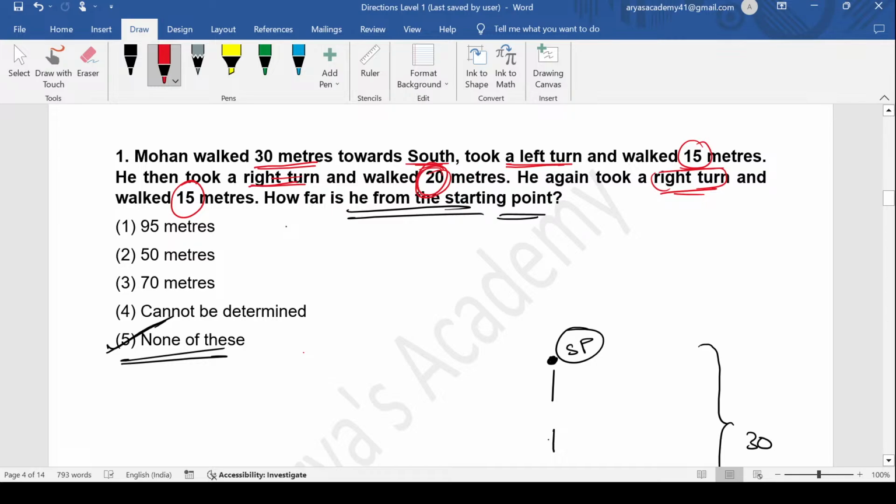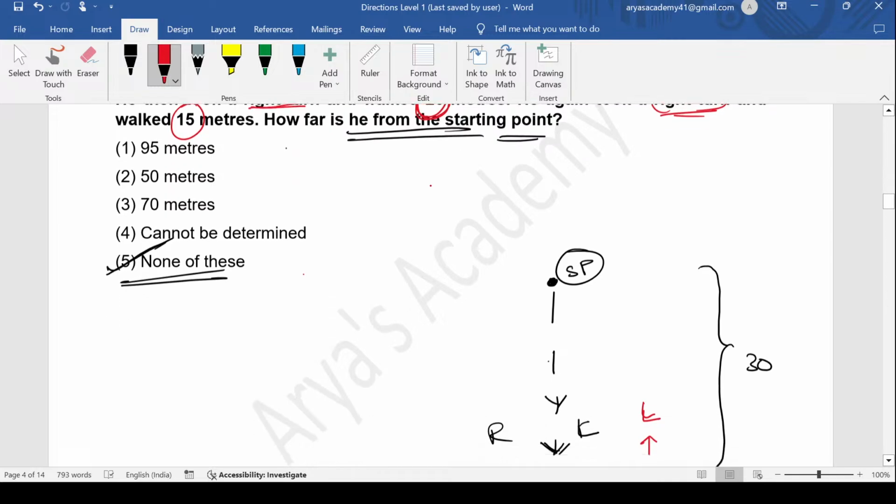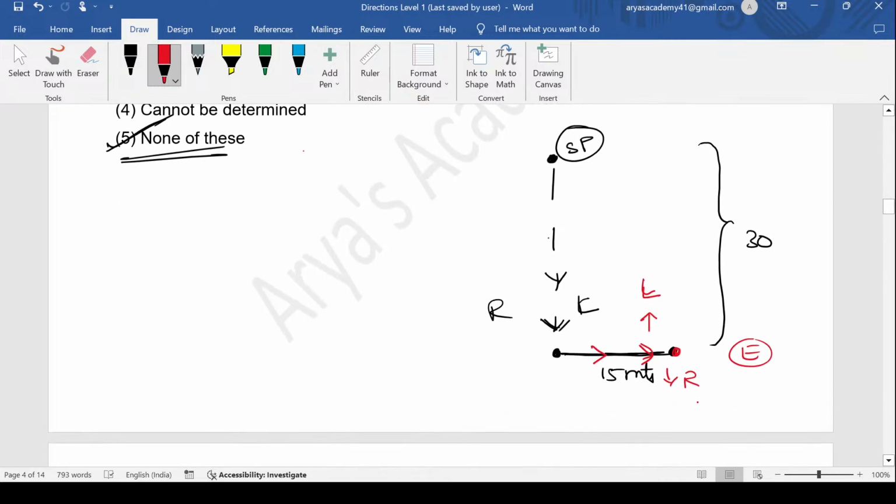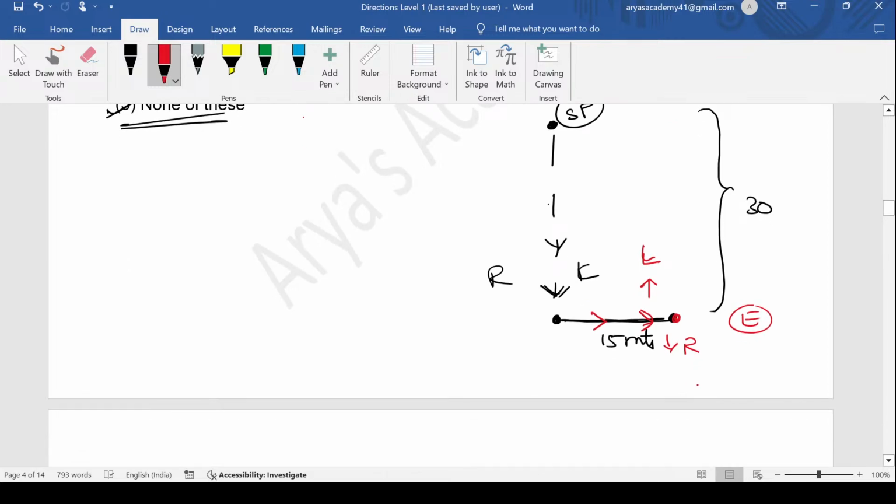15. He then took a right turn and went 20 meters. So, okay, earlier I explained it wrongly actually. When he has gone left, he is facing this direction. If you go right, you have to go down, and for how many meters have you gone? 20 meters. You have gone 20 meters, and let us suppose that you are here.